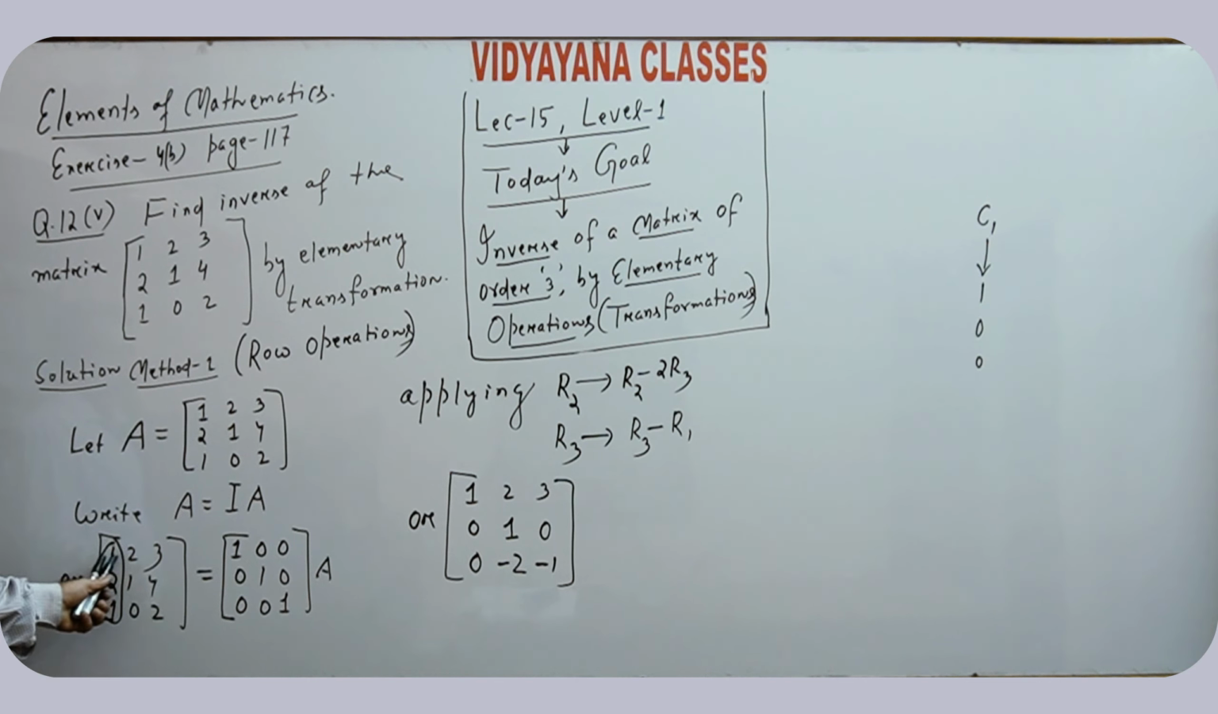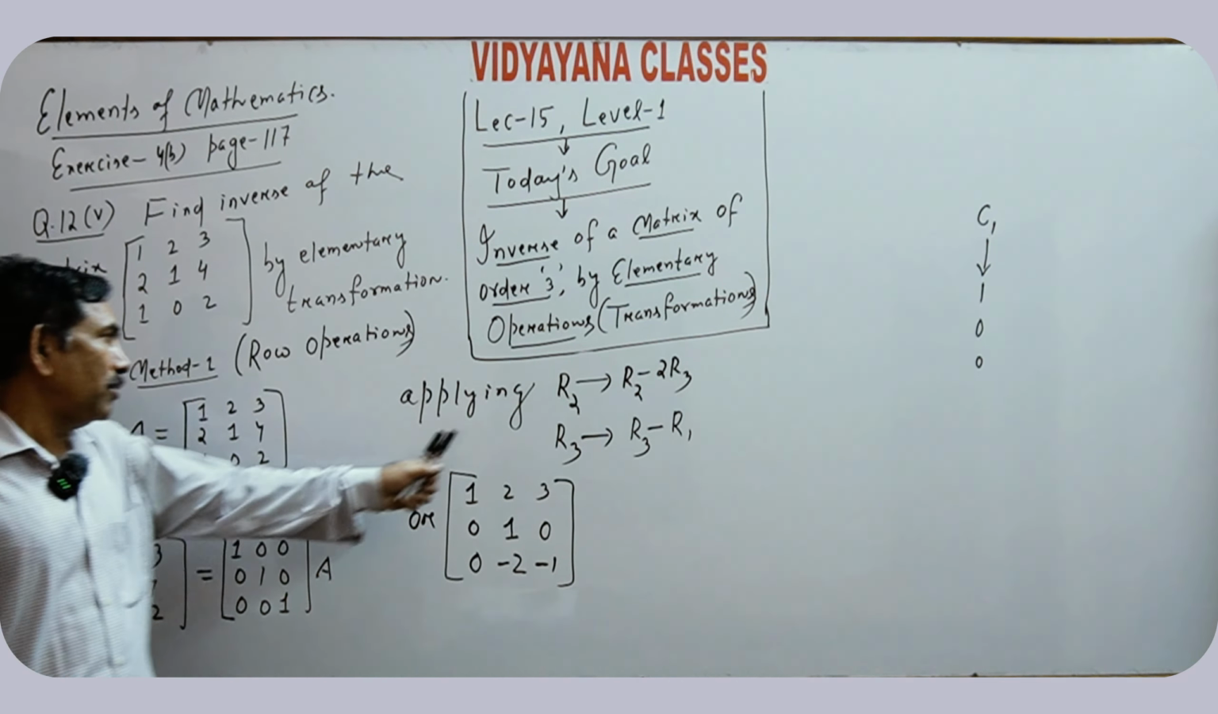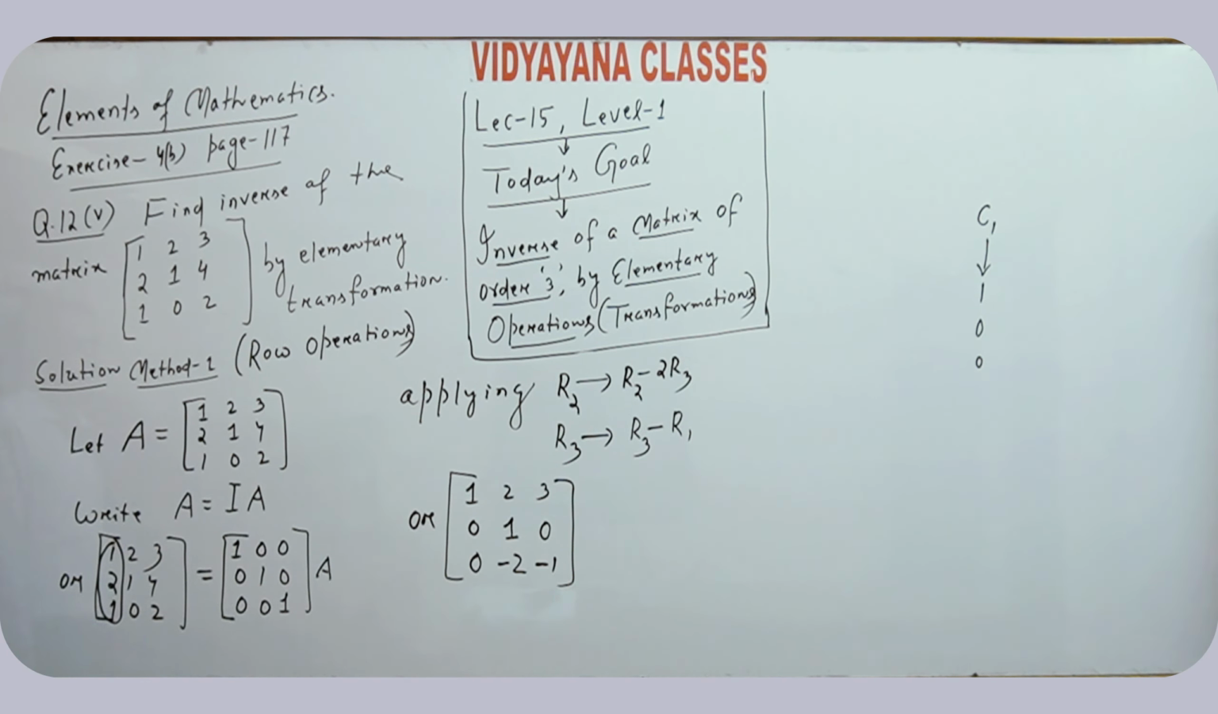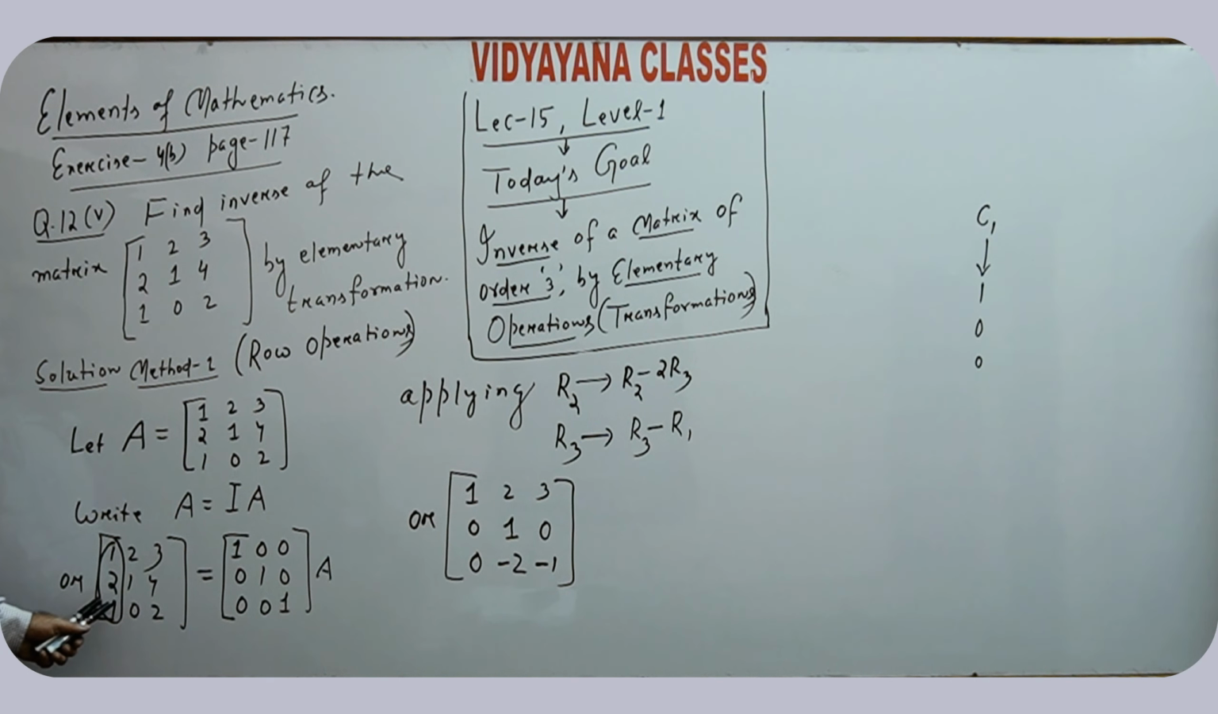Clear? First, there is no change of row 1. Row 2 and row 3 elements are changed. Row 2 is replaced by row 2 minus 2 times row 1, that is equal to 0. 1 minus 2 times 0 is equal to 1. 4 minus 2 times of 2 is equal to 0. R3 is replaced by R3 minus R1. 1 minus 1 is equal to 0. 0 minus 2 is equal to minus 2. 2 minus 3 is equal to minus 1.